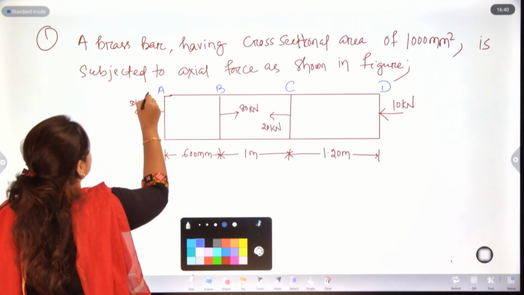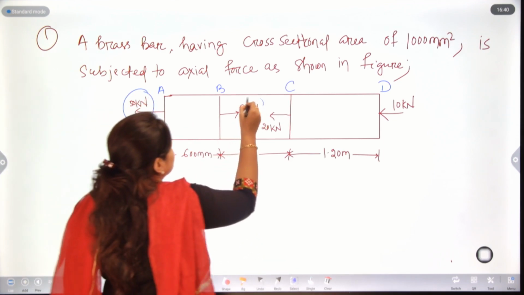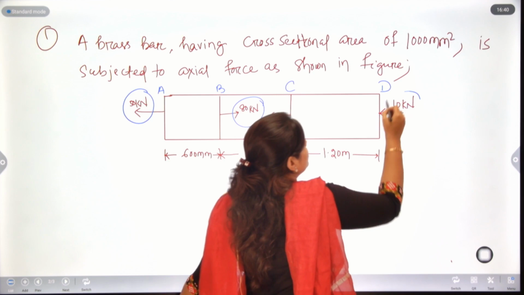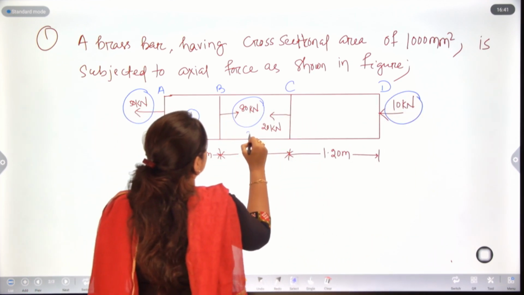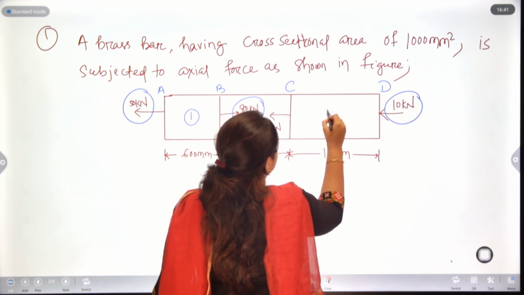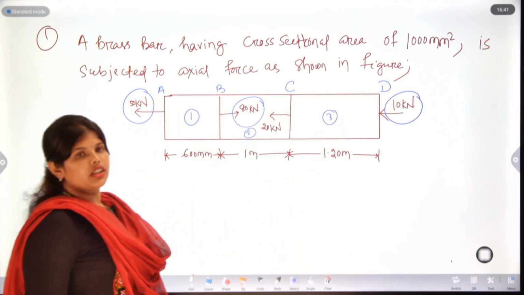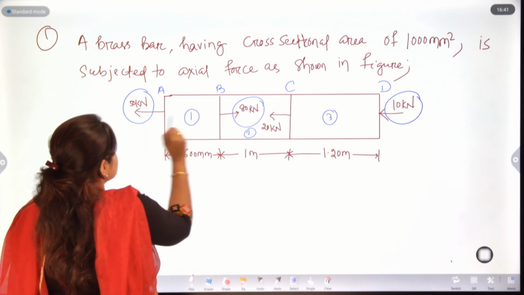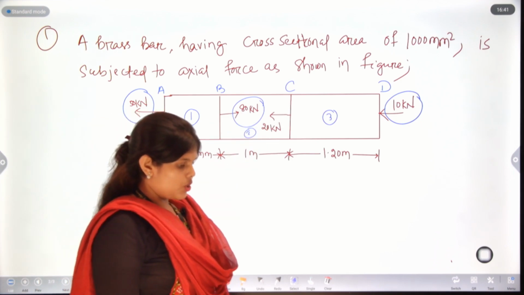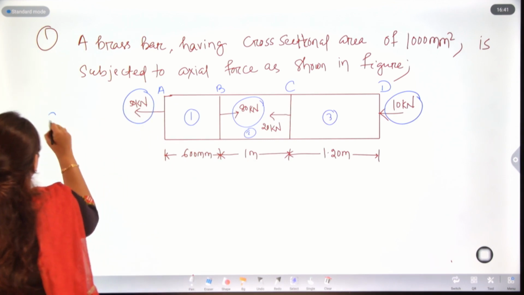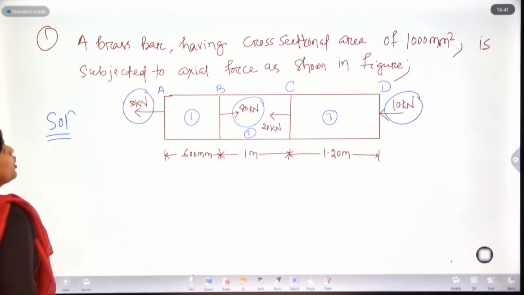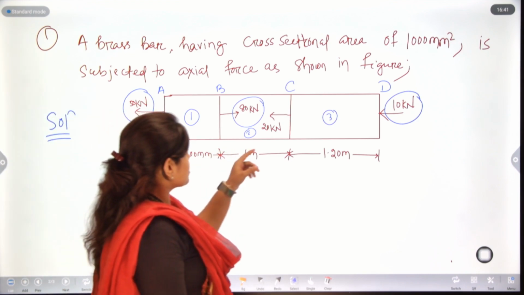Here the load is different in all three sections. This is section 1, here is section 2 and here is section 3. So the load is different in all sections, and we need to first find out the load for these three sections.